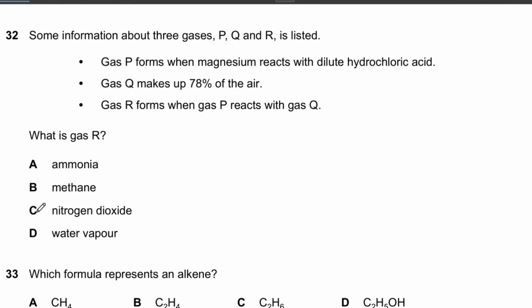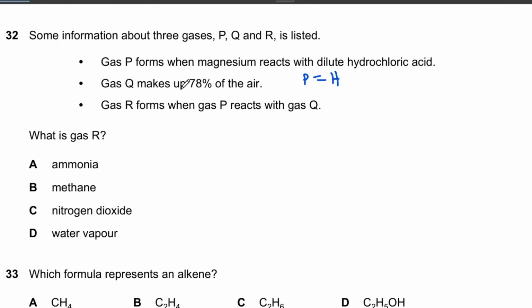Question 32. Some information about three gases, P, Q, and R is listed. Gas P forms when magnesium reacts with dilute hydrochloric acid. Gas Q makes up 78% of the air. Gas R forms when gas P reacts with gas Q. What is gas R? So here we have to identify our gas P. Gas P is going to be hydrogen because this is magnesium, which is a metal, with hydrochloric acid. It's going to give us salt and hydrogen gas. That means P is hydrogen gas.